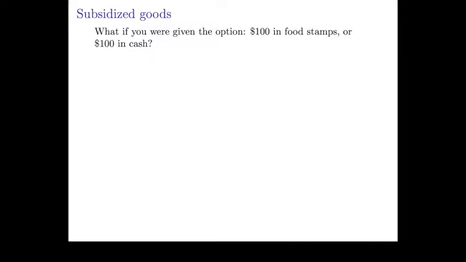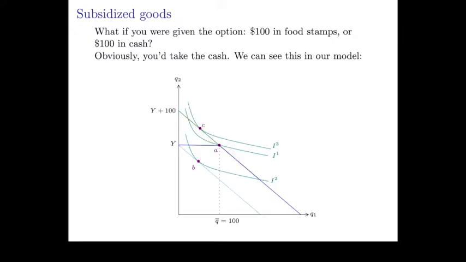Now, a question we might ask is, are we better off giving you food stamps, $100 of food stamps, or should you have just received $100 in cash? Which one are you better off with? Obviously, you would take the cash if these were your preferences. Why? Because if I give you cash of $100, your budget line would not be this one.